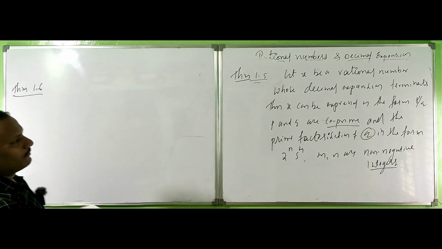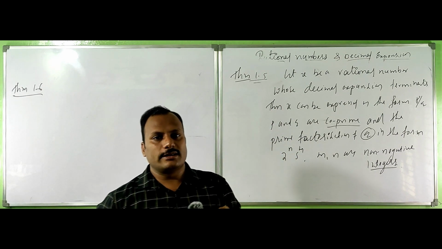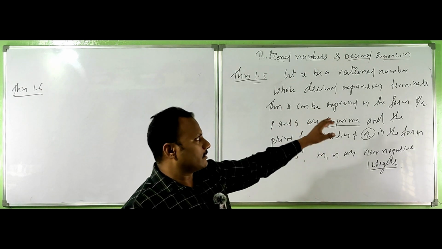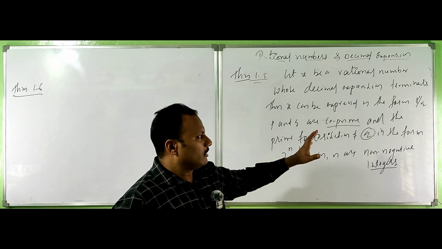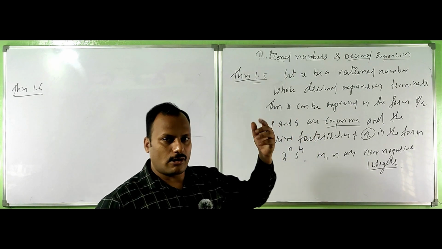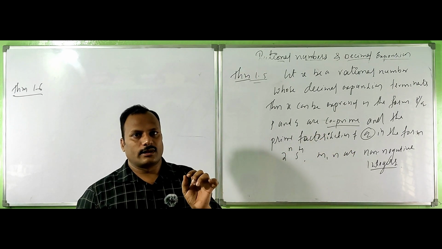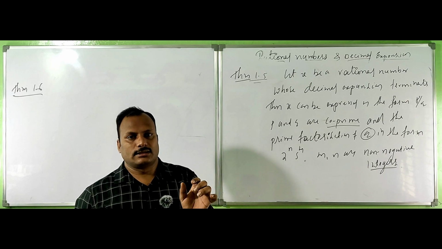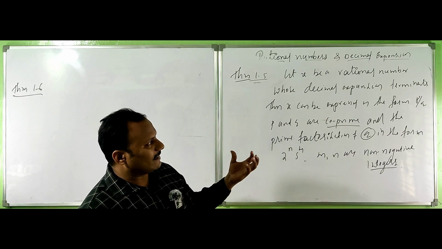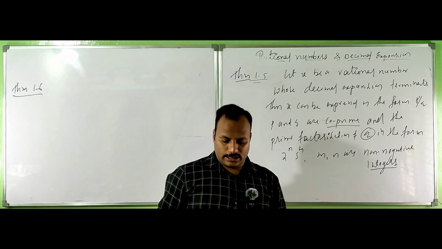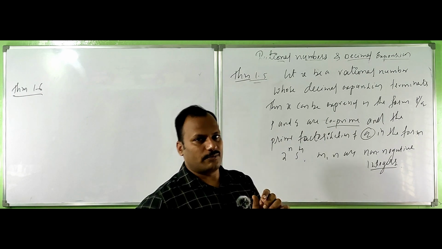Theorem 1.6. See, theorems usually will not be asked as questions. Getting familiar with the terms is very important: what is co-prime, what is decimal expansion, what is prime factorization. But writing the theorem as in the book gives good marks and is a good habit. Try to follow the theorem as in the book, because the theorem is in bold letters, which means they give it priority.